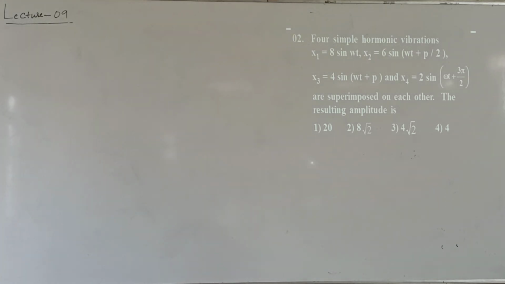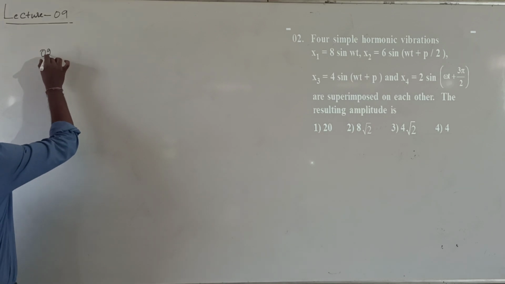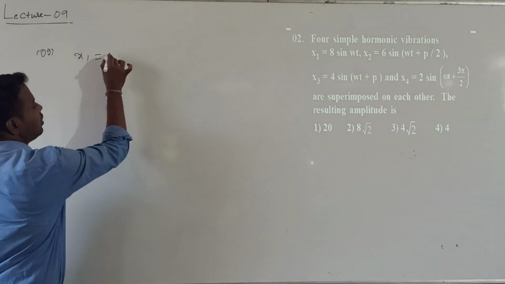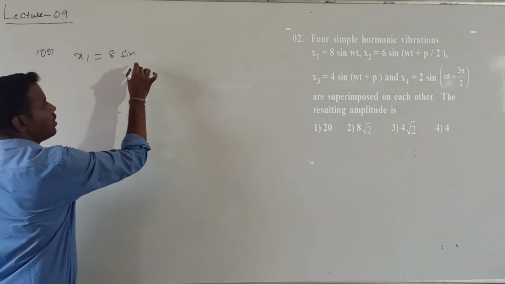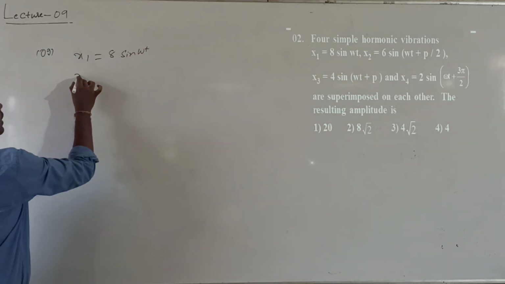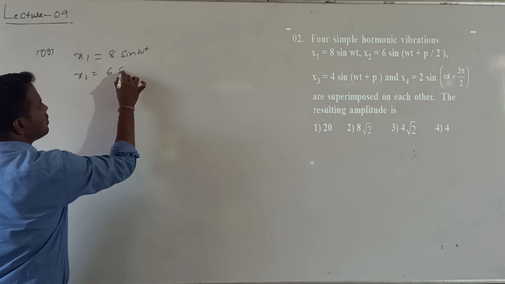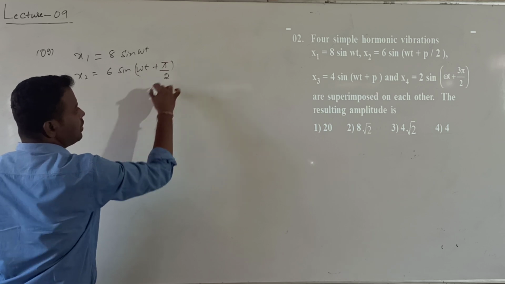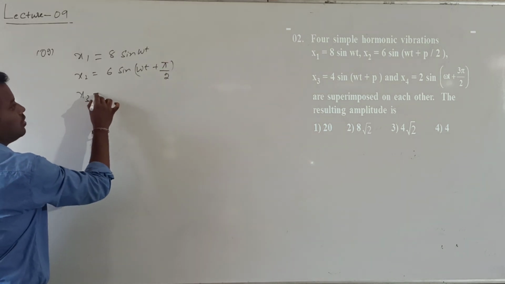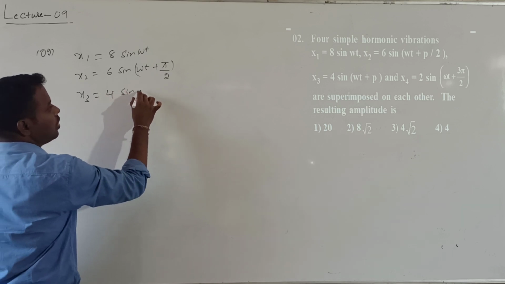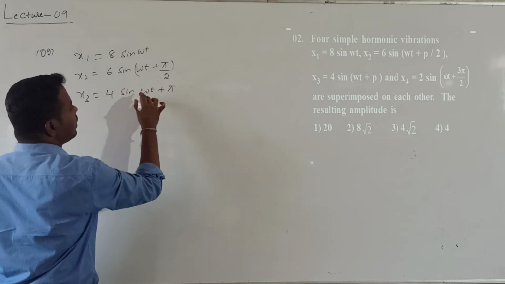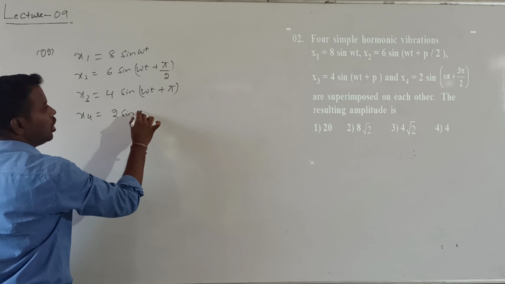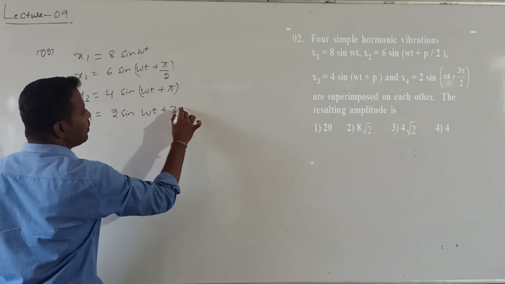Four simple harmonic vibrations are given. In this question number 2, how many simple harmonic vibrations are there? Four. x1 is equal to 8 sin omega t. And x2 is equal to 6 sin(omega t plus pi by 2), that is pi by 2, not p by 2. And x3 is equal to 4 sin(omega t plus pi). The last one is x4 is equal to 2 sin(omega t plus 3 pi by 2).